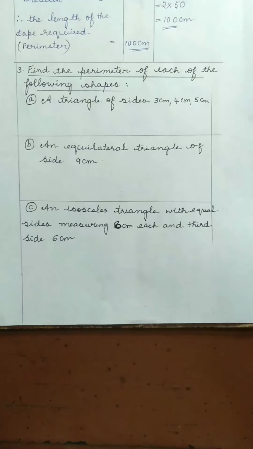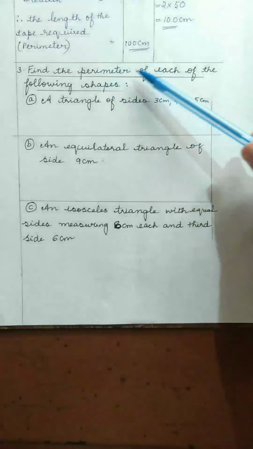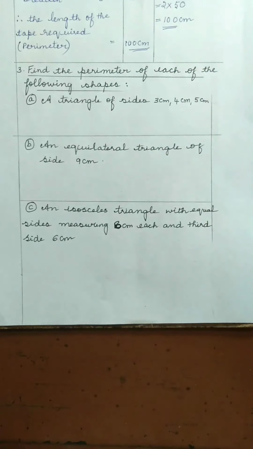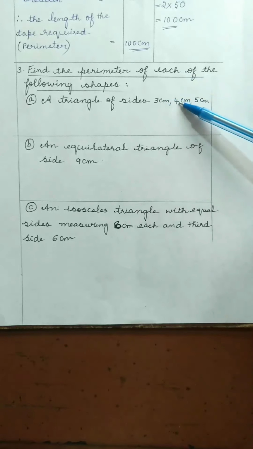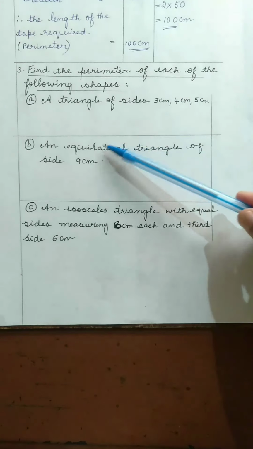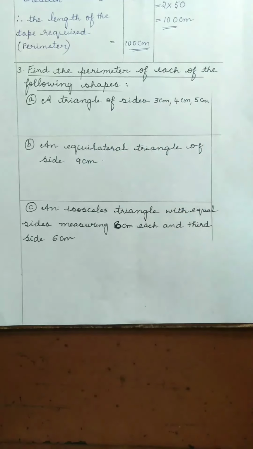The third question: find the perimeter of each of the following shapes. The shapes are the triangle which has different side measurements, another one is the equilateral triangle of measurement 9 centimeter, which means all the three sides are equal to 9 centimeter, and an isosceles triangle. So these are the different shapes. We know that an isosceles triangle is a triangle with two sides equal.